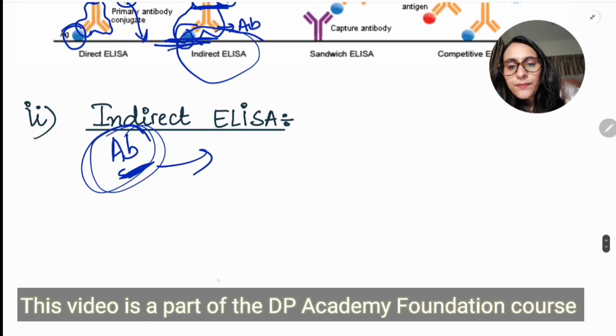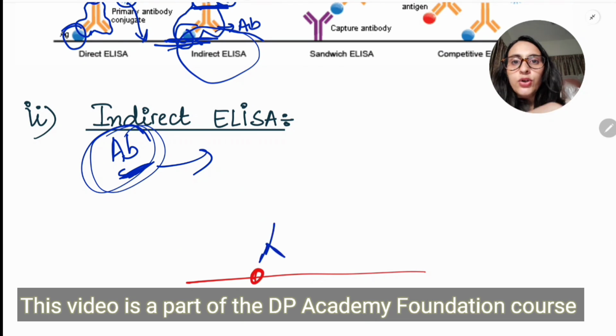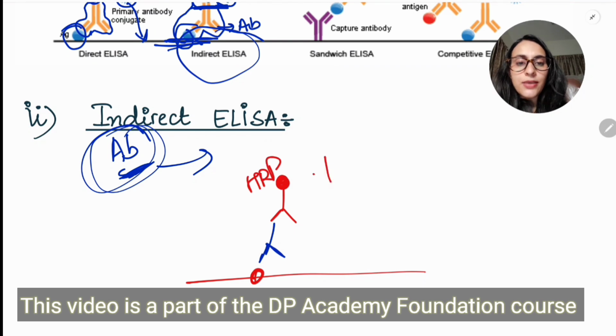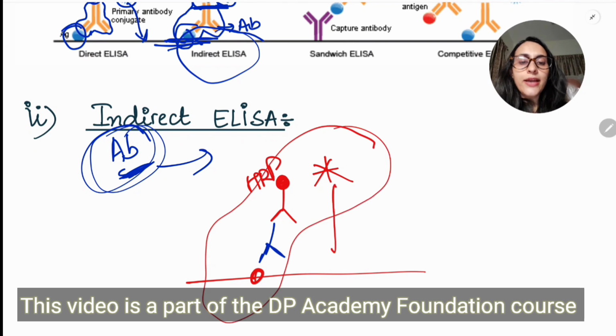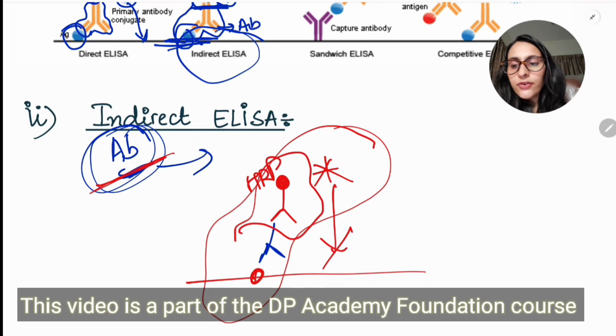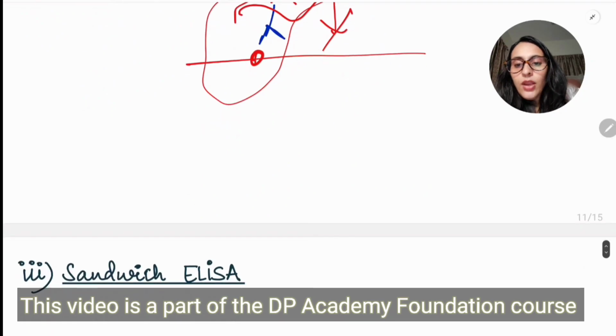Indirect ELISA is where we have antigen. From the patient, we have taken antibody. To this, secondary antibody is added, and the secondary antibody contains HRP or enzyme, and then substrate is added. When the antigen-antibody reaction occurs, it is going to show the change in the color. So this is indirect ELISA. Basically, in indirect ELISA, first of all, we do the antibody detection. Another difference is that we take a secondary antibody.